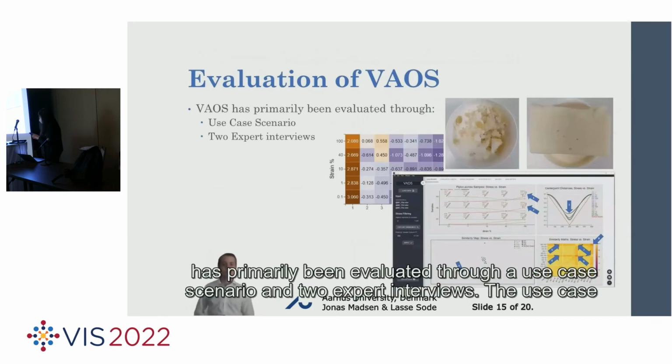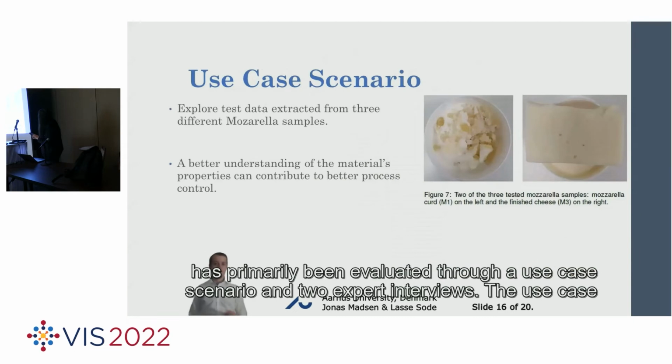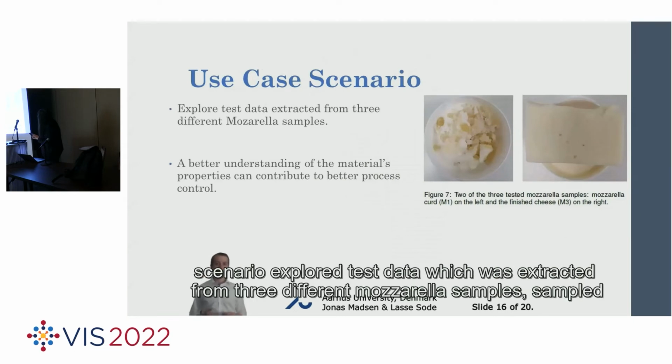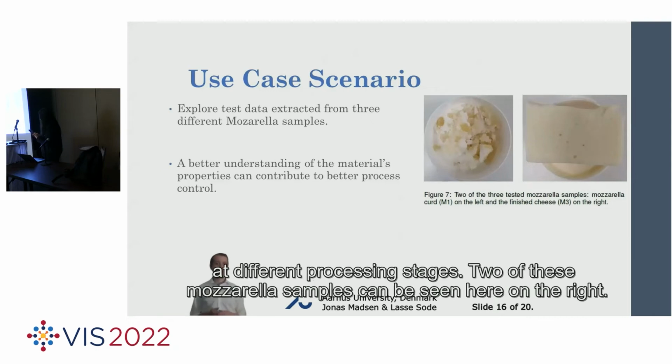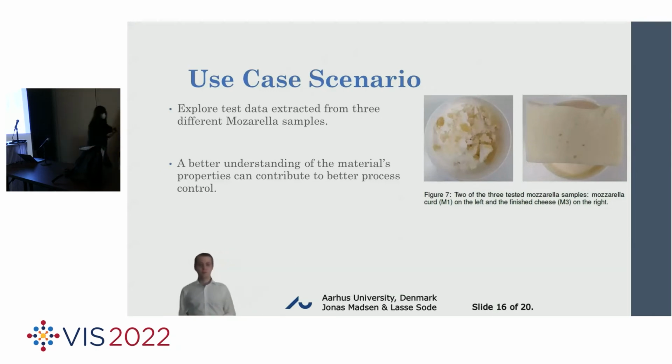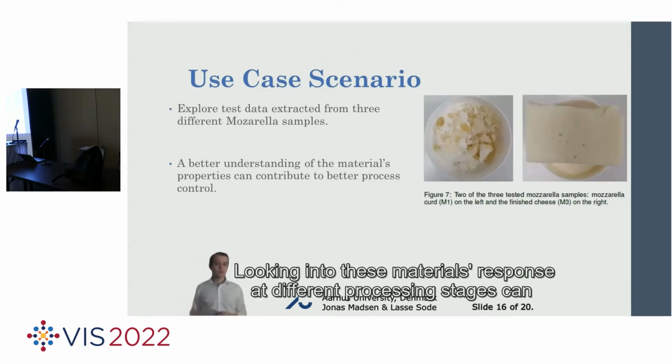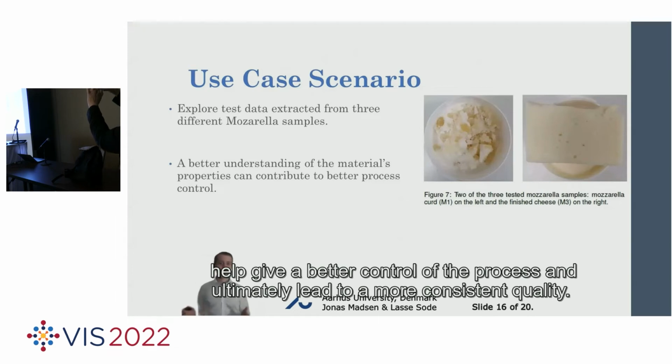VS has primarily been evaluated through a use case scenario and 2 expert interviews. The use case scenario explored test data which was extracted from 3 different mozzarella samples sampled at different processing stages. 2 of these mozzarella samples can be seen here on the right. Looking into these materials' response at different processing stages can help give a better control of the process and ultimately lead to a more consistent quality.